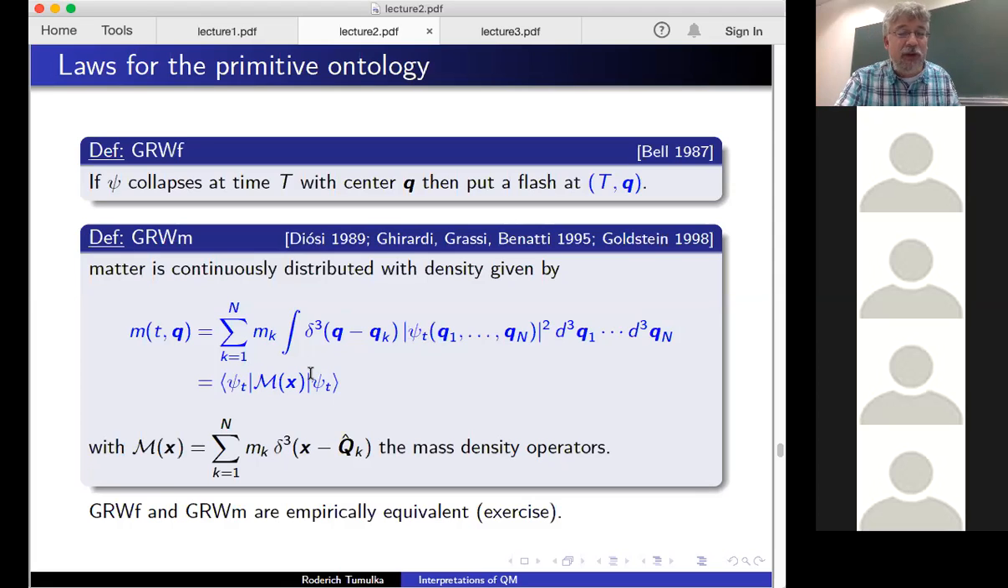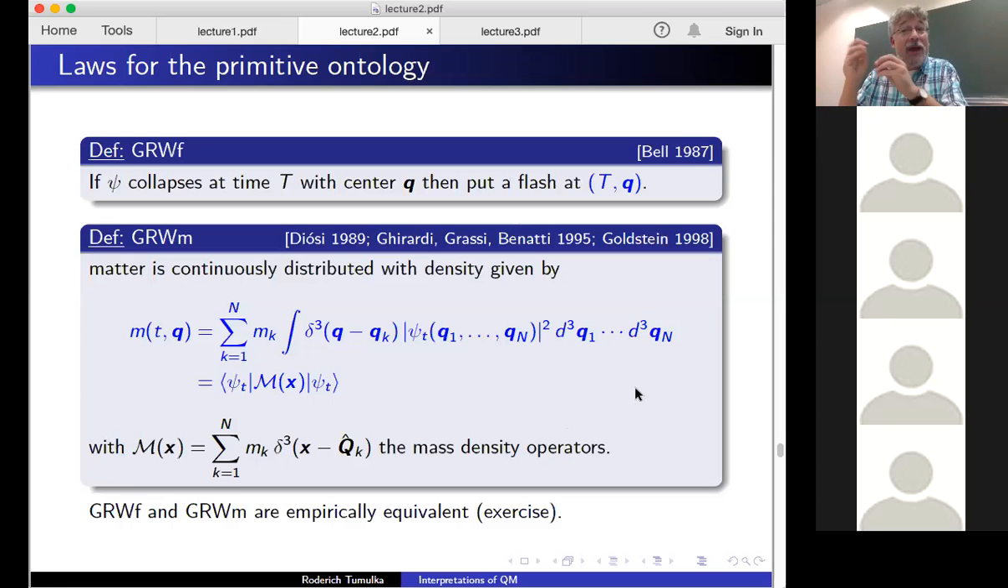Okay, so it could also be written as an expression that would kind of look like the quantum average of the mass density operators. Okay, so these two, now GRWF and GRWM are actually two different theories, but they're empirically equivalent. So whenever in GRWF a needle points to a particular value, then also in GRWM the needle points to the same value. Okay, although it's a different theory.